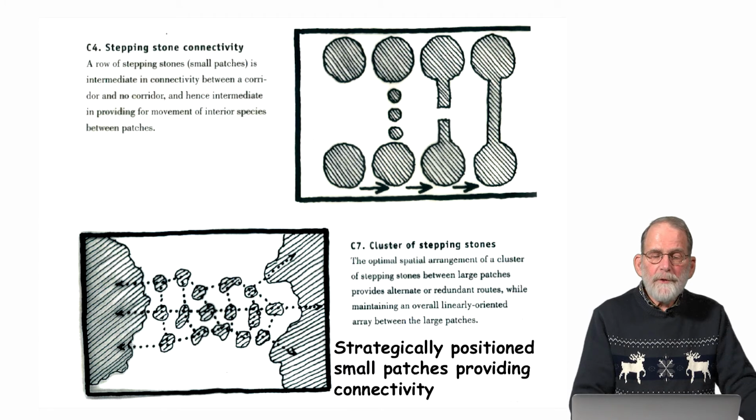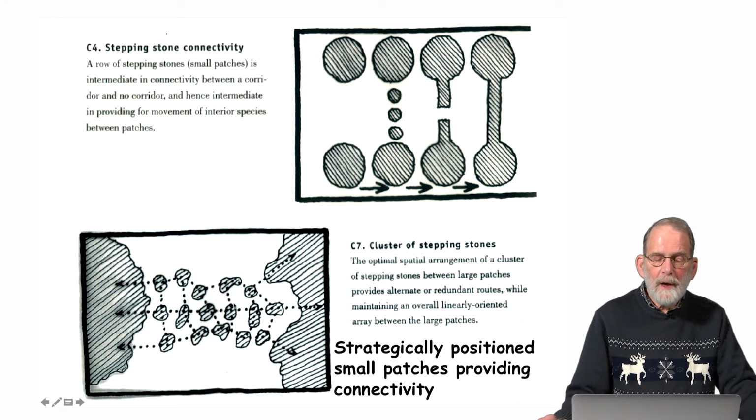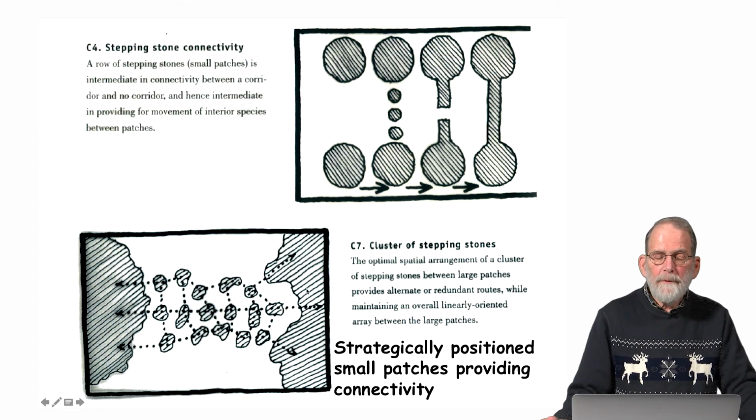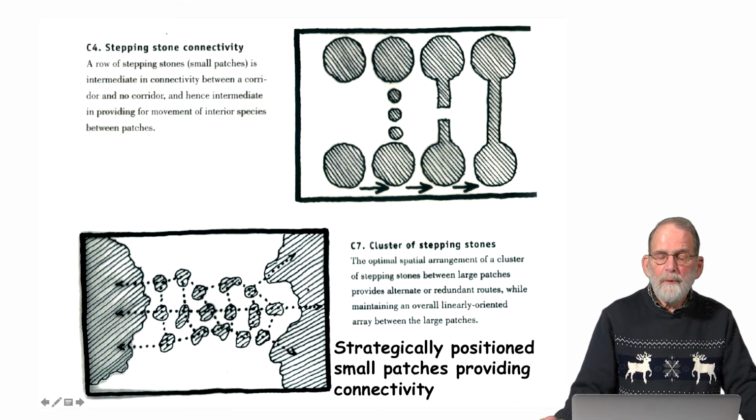We can talk about stepping stone connectivity, where even though we have a lot of small patches in the landscape, if they're arranged in a pattern that allows them to provide connectivity between two large patches, as we see on the left-hand side of the lower left diagram and the right-hand side of that diagram, even though these patches are by themselves small, they are close enough together and they provide a bridge, if you will, a series of stepping stones, allowing species from the left-hand patch to interact with species in the right-hand patch.